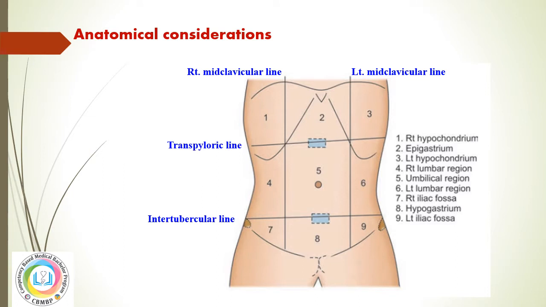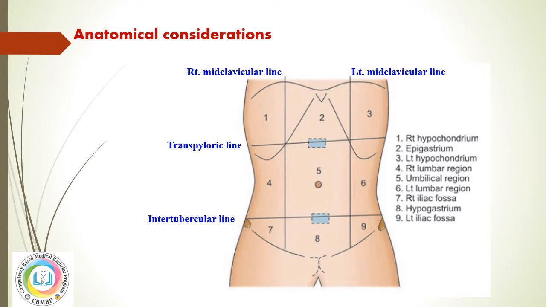The abdomen is divided into 9 anatomical regions by 2 vertical lines and 2 horizontal lines. The 2 vertical lines are the right and left midclavicular line. Midclavicular line passes from the midpoint of the clavicle to the mid-inguinal point longitudinally.